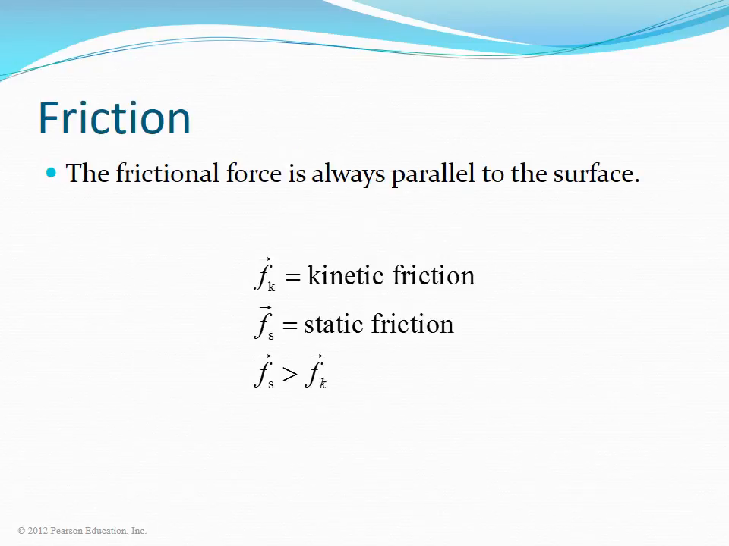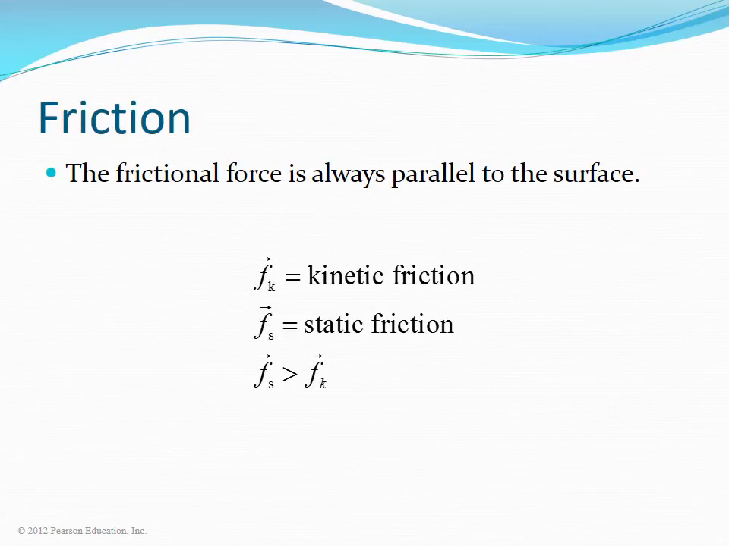Friction, like the normal force, is exerted by a surface. The frictional force is always parallel to the surface. Kinetic friction, denoted by F sub k, acts as an object slides across a surface. Kinetic friction is a force that always opposes the motion.